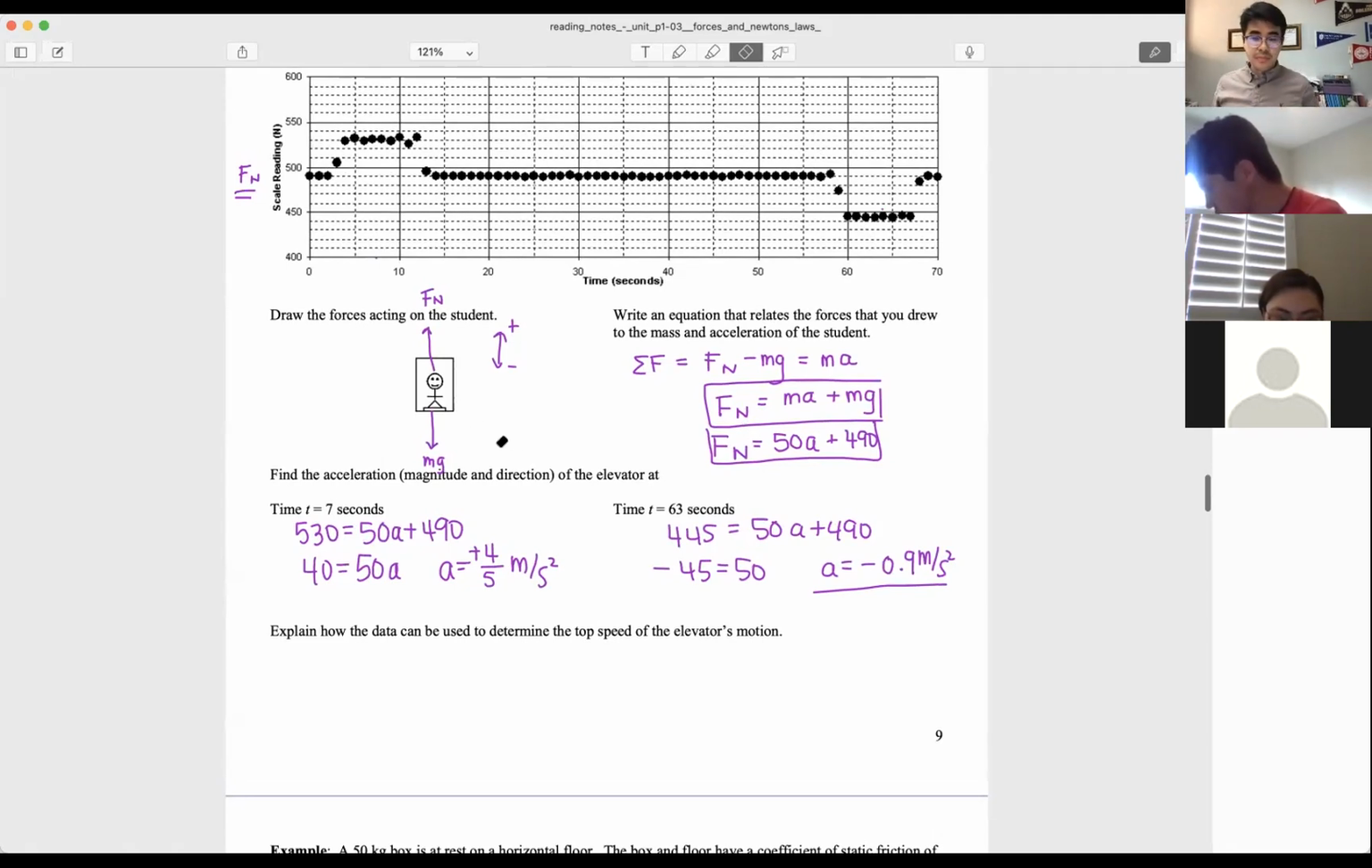Would the max speed be 0.9 meters per second squared? No. How do you get that? With acceleration? The max acceleration, right? If we want to maximize it.